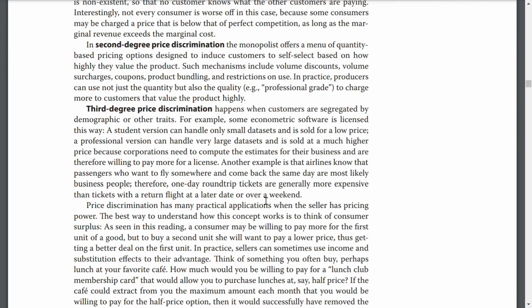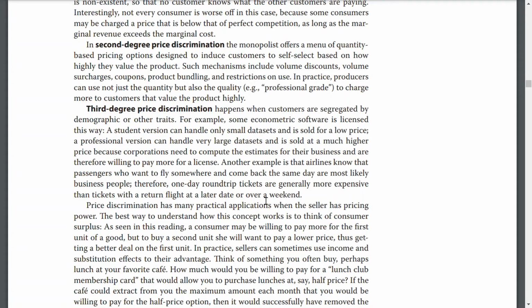Third-degree price discrimination happens when consumers are segregated by demographic or other trait. For example, in economics, econometrics software is licensed this way. A student version can handle only small data sets and is sold at a lower price. A professional version can handle very large data sets and is sold at a much higher price because corporations need to compute estimates for their businesses and are therefore willing to pay more for the license.